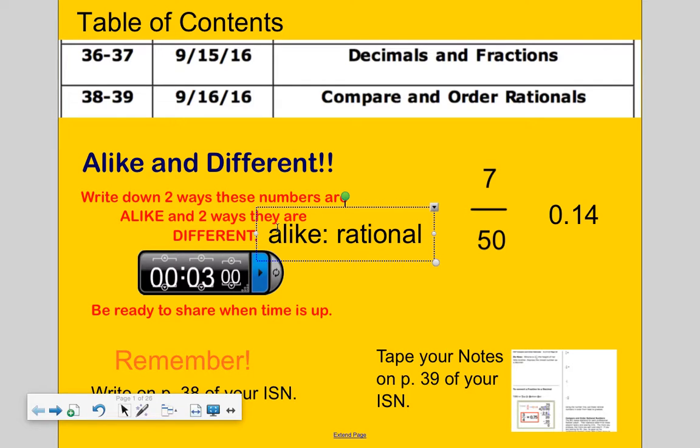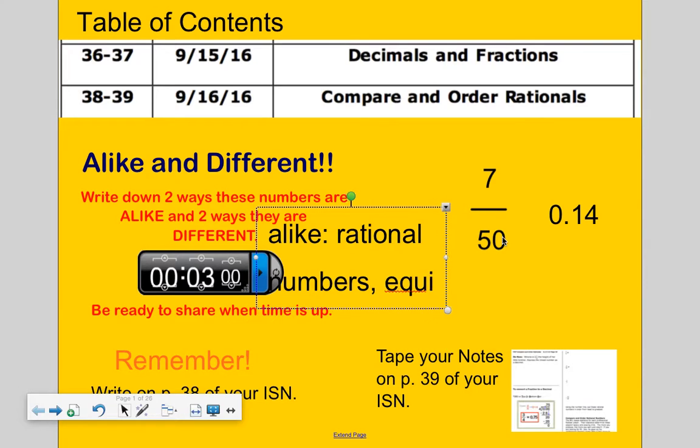The rational numbers. What are rational numbers again? Rational numbers are any numbers that can be written in fraction form. I see a fraction, 7/50. Can this decimal, 14 hundredths, be written as a fraction? Yes, 14 over 100. Alike.